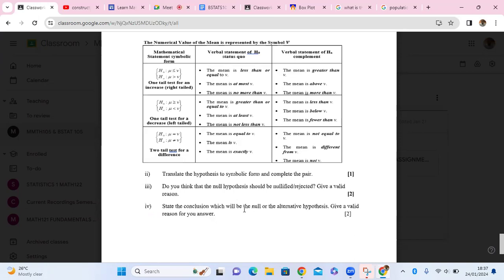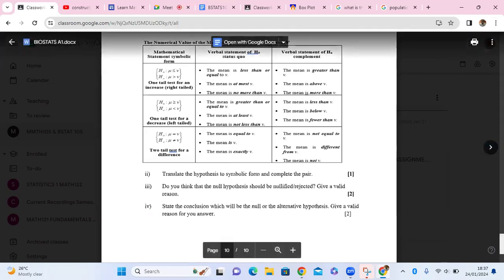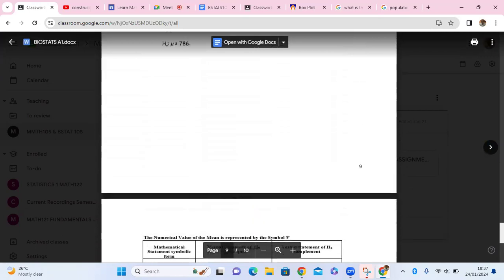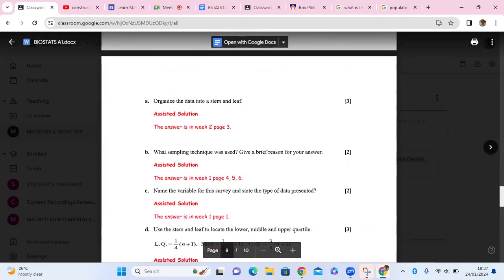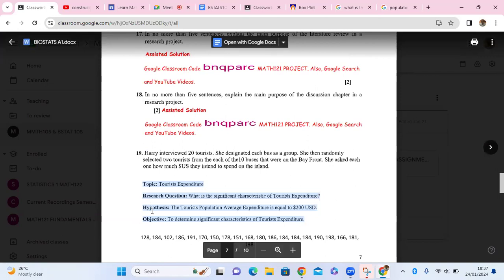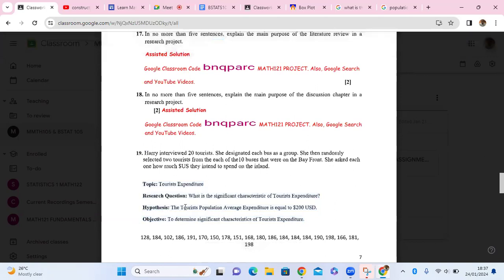The conclusion will always be one of the statements, and that's the nature of any research. So we'll start with a topic, a research question, a hypothesis. This happens to be a null hypothesis because it has the equal sign, and the alternative will have the not equal sign. You calculate the mean and compare it to 200. If it is very different, then you have to reject that statement and you will conclude with the alternative. But if it is very close to 200, you will keep that statement and you will conclude with it.